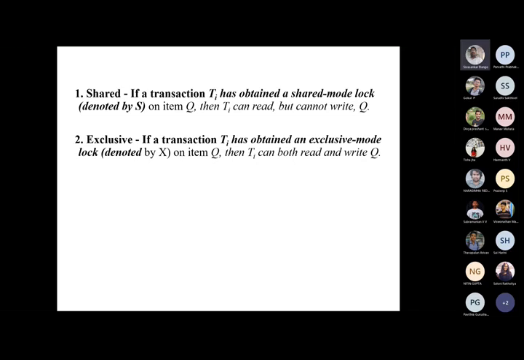So if a transaction has acquired a shared mode lock on a particular data item Q, it can perform only a read operation on that particular data item Q. Whereas if a transaction has acquired an exclusive mode lock on a particular data item Q, it can perform both the read operation and the write operation on that data item, right?